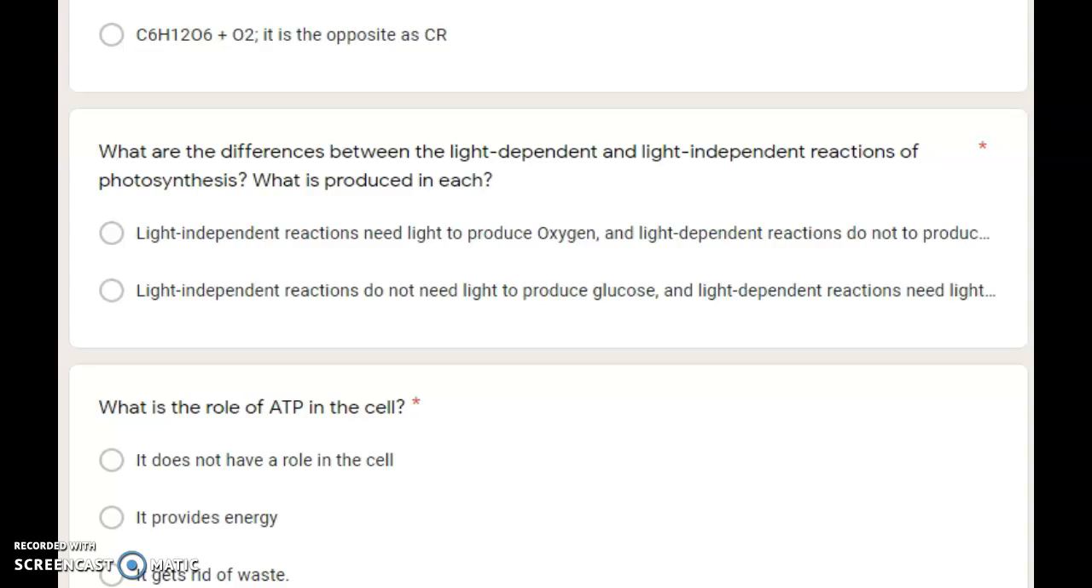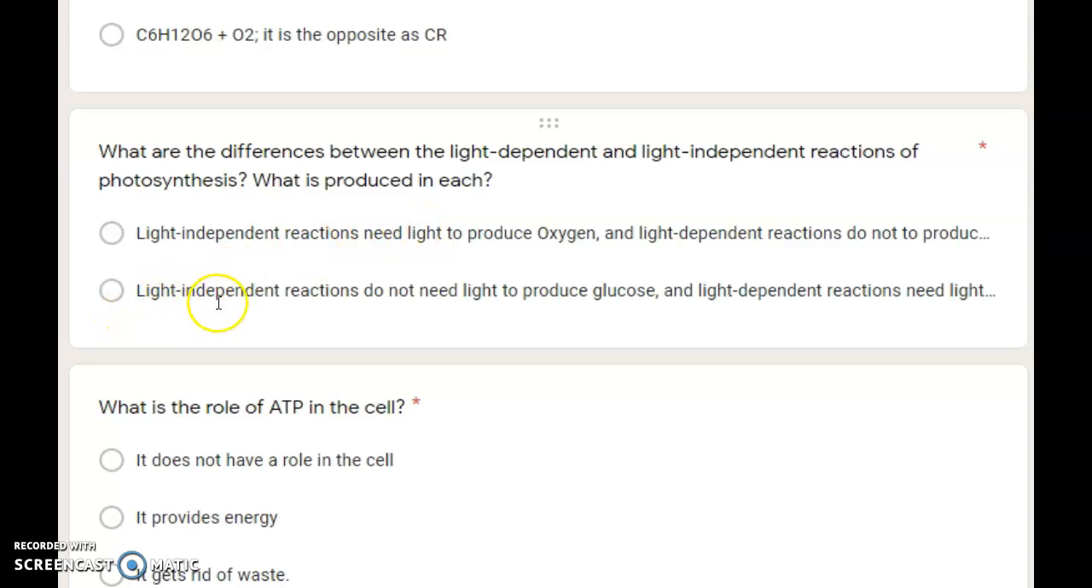What are the differences between light-dependent and light-independent reactions in photosynthesis, and what is the product of each? Okay, so this one says light-independent needs light. Well, it says light independent. If it's independent of it, it does not need it, so we can eliminate that answer.